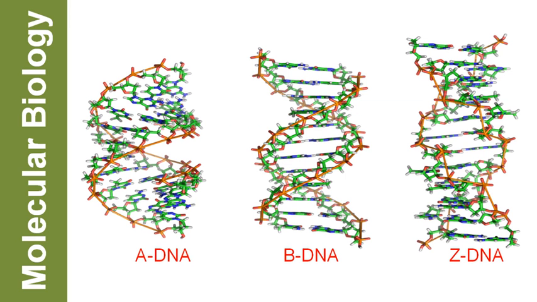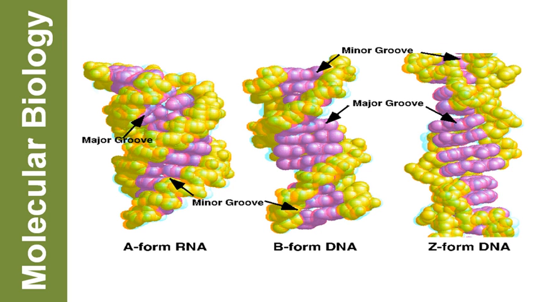This is a comparative diagram of A-DNA, B-DNA and Z-DNA. After all these discoveries, this is again a beautiful model of A-DNA, B-DNA and Z-DNA. All of the 3 have minor grooves as well as major grooves.